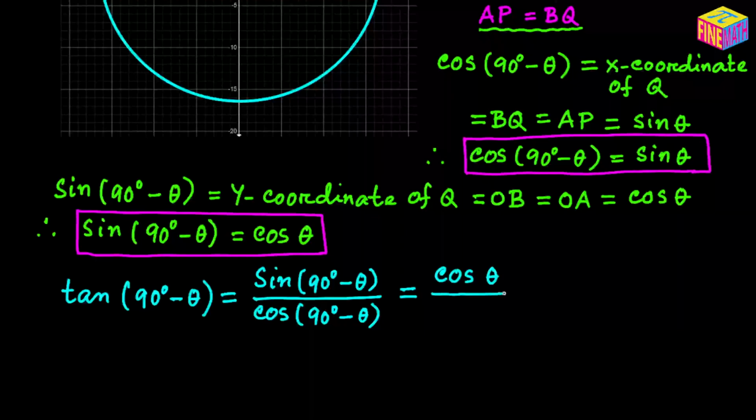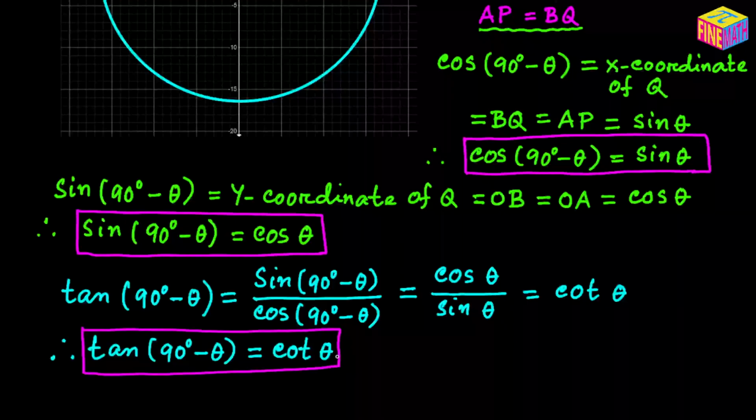And then what is the value of cosine of 90 degree minus theta? Well, cosine of 90 degree minus theta came out to be sine of theta. So here I am writing sine of theta in the denominator. And now if you think about it, cosine theta by sine theta is actually cotangent of theta. So we have been able to calculate the value of tangent of 90 degree minus theta in terms of a ratio of theta.